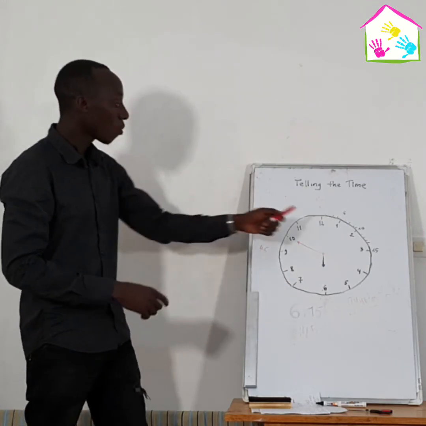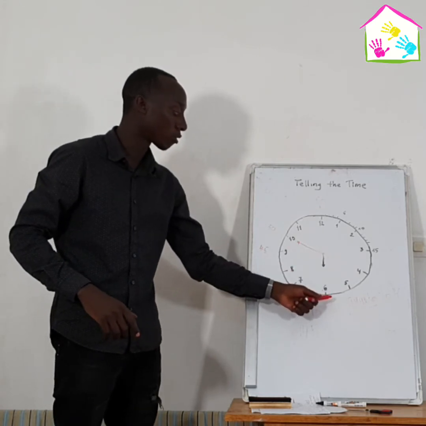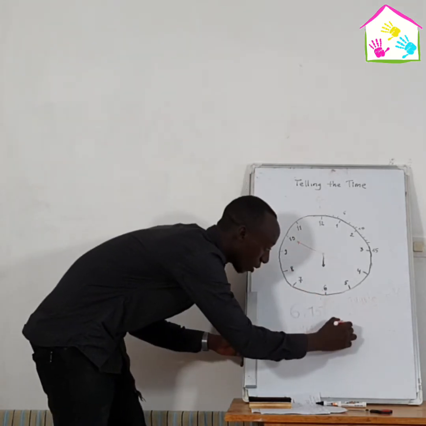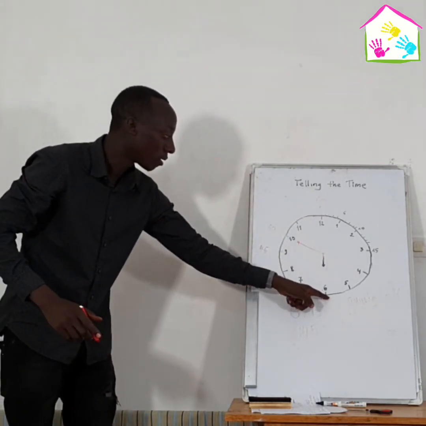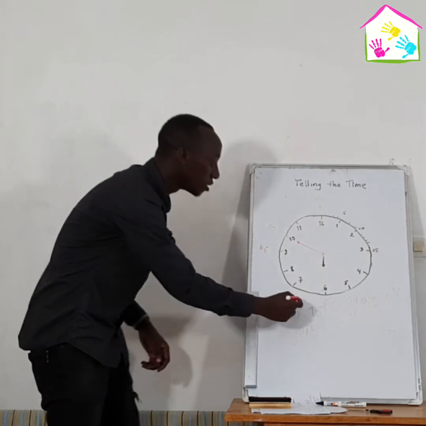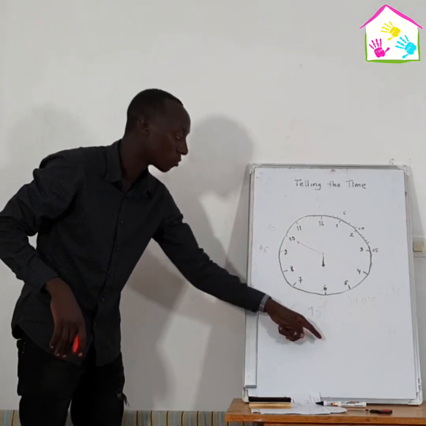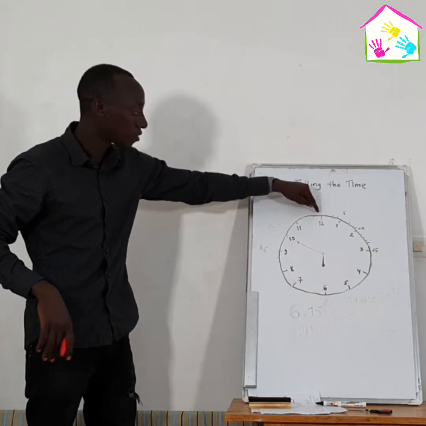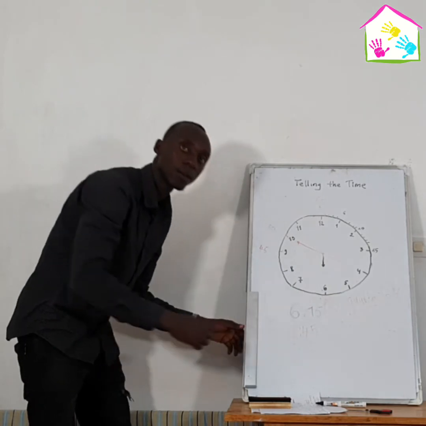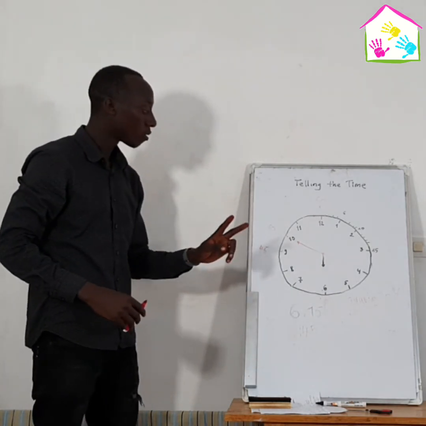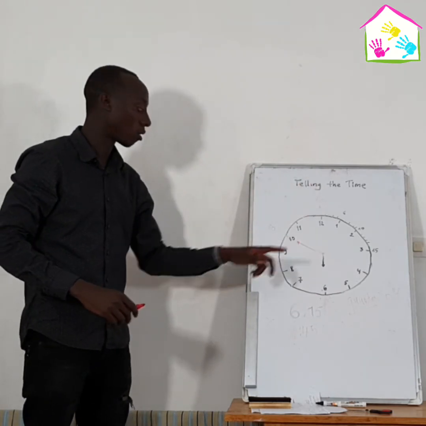So, when the long hand is pointing at minutes below 30, we use past, past the same hour here, 6. When it is above 30, it means from 31 to 60, which makes an hour, we use to. We use to because we are about to move to another hour.